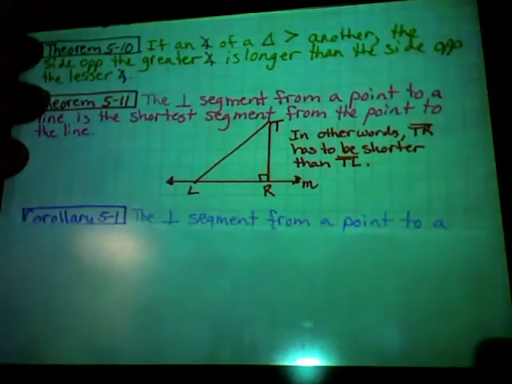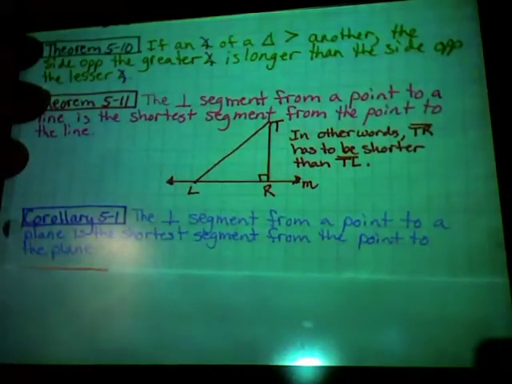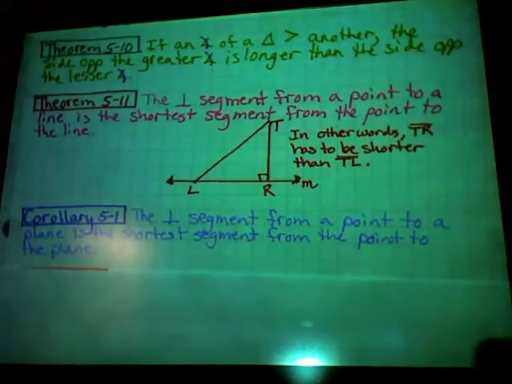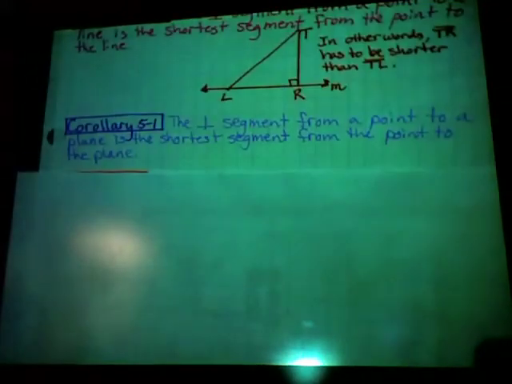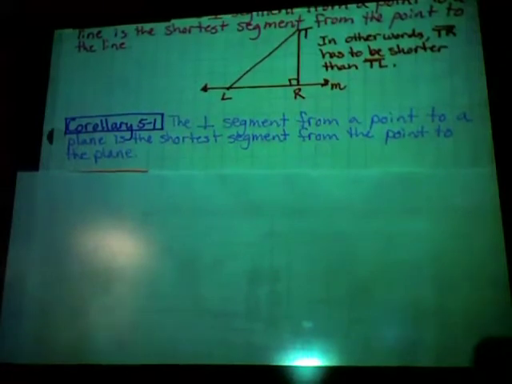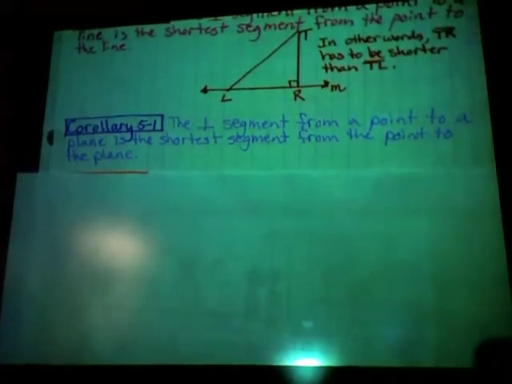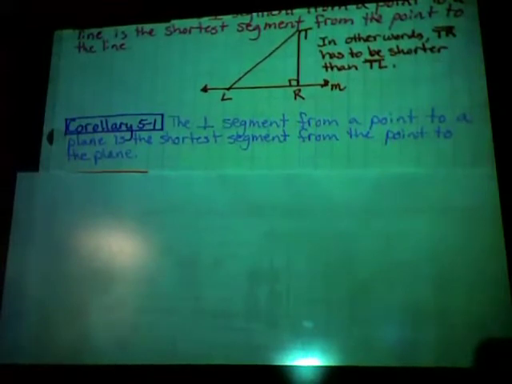And the last thing before we do some problems, corollary 5-1. The perpendicular segment from a point to a plane is the shortest segment from the point to the plane. It's basically saying the same thing as 5.11, only we're talking about a plane versus a line. It's tagging on to what theorem 5.11 says and says it's the same thing in a plane.